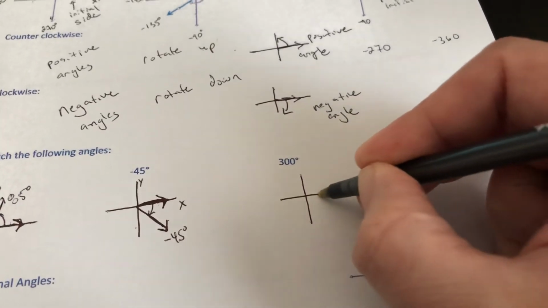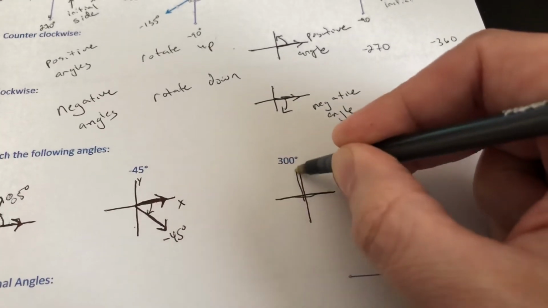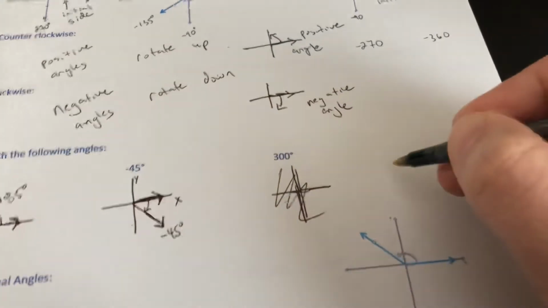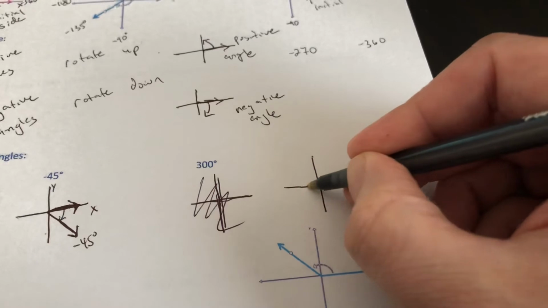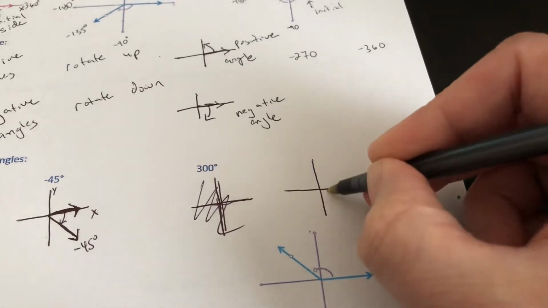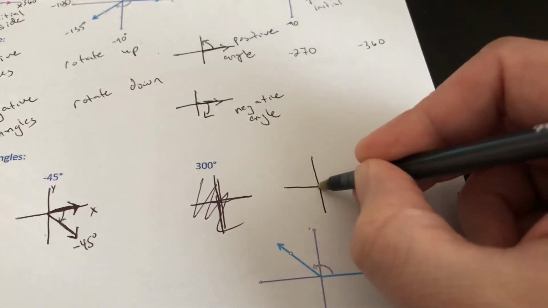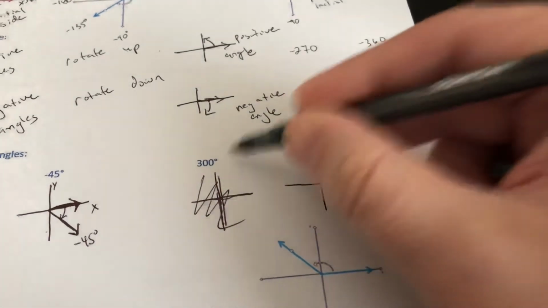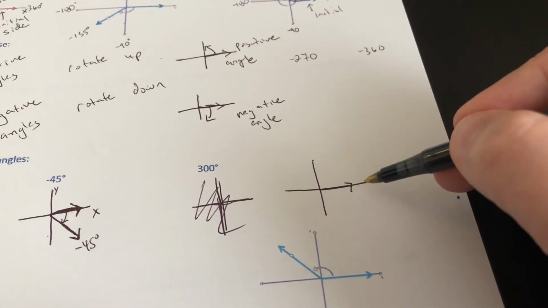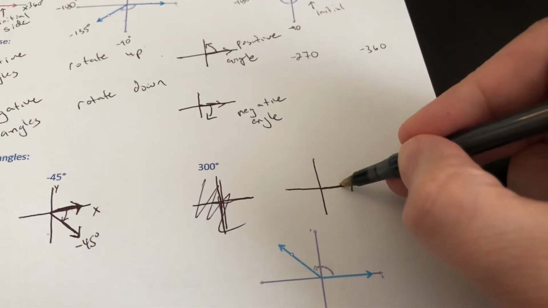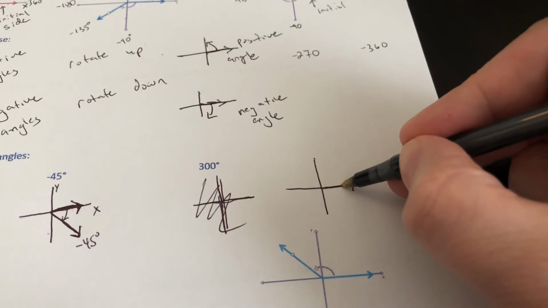Draw my coordinate plane. Oh, that's terrible, I'm going to start over. See, I'm not even perfect, so you don't have to be perfect, but it's okay to make mistakes as long as we know that we made a mistake. Here we go. Initial side's right here. Okay, 300 degrees. Is that positive or negative rotation? Positive rotation. Which way does positive rotate? Up or down? Up. So I'm going to rotate up, and I'm going to pass my reference angles on the way.